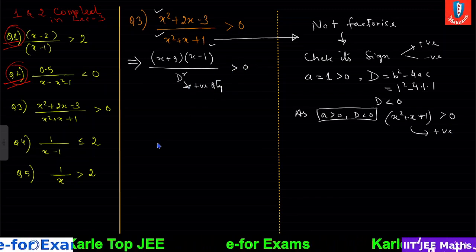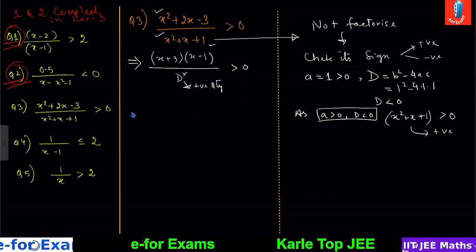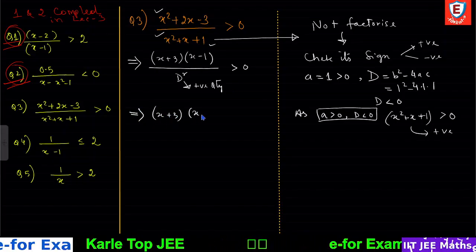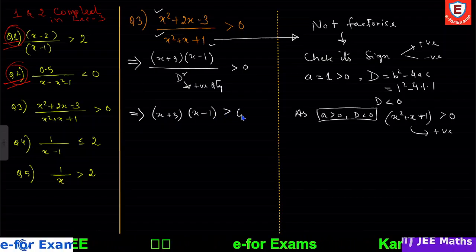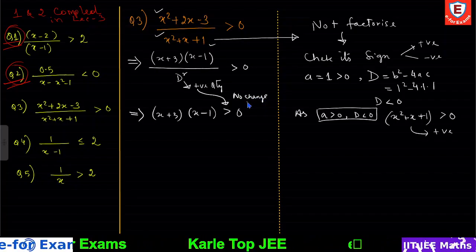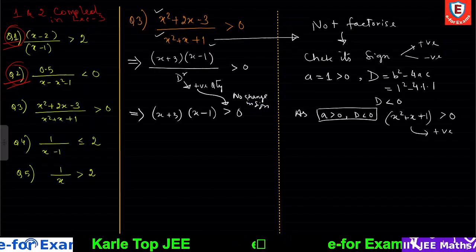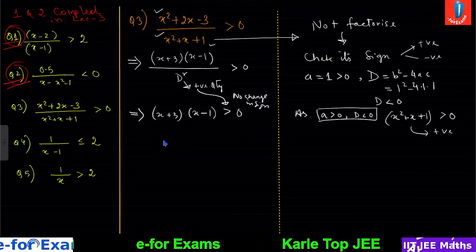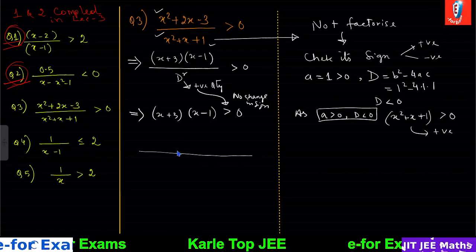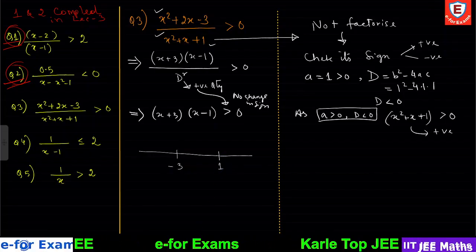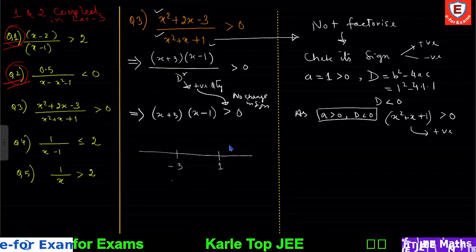So this is a positive quantity, so we can cross multiply now. As we know the sign now, we can cross multiply. As this is positive, then x plus 3 whole into x minus 1 is greater than 0. This is positive, so no change in sign. Okay, now we can plot as usual. From here minus 3, from here 1. Minus 3 and 1.